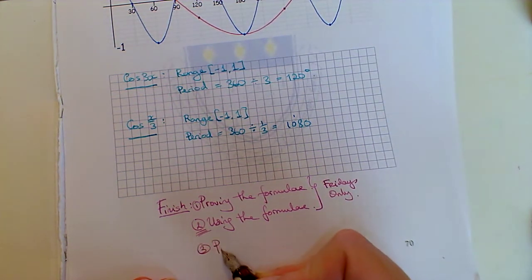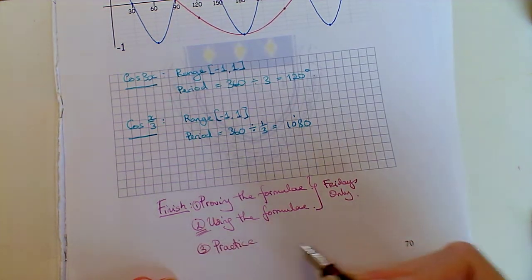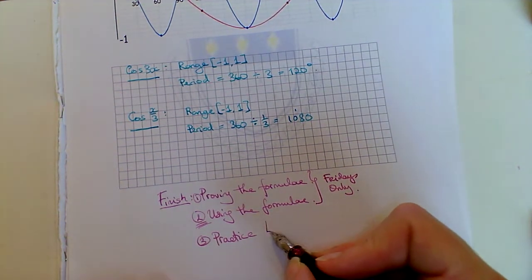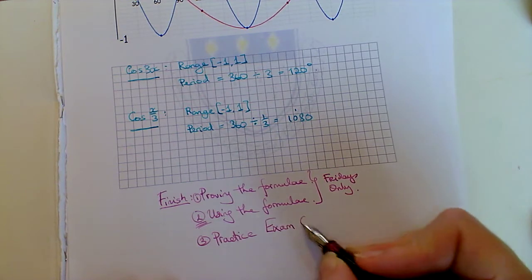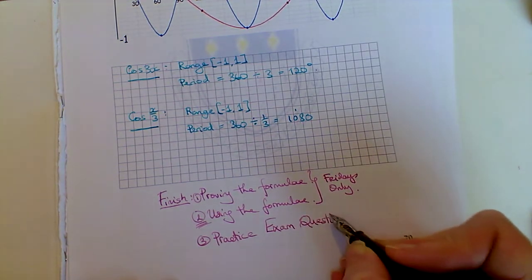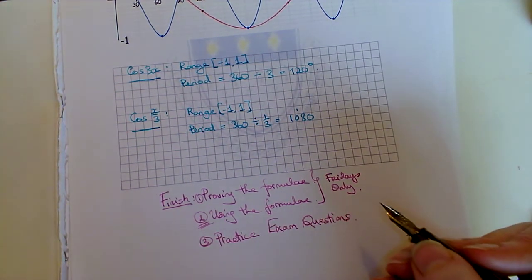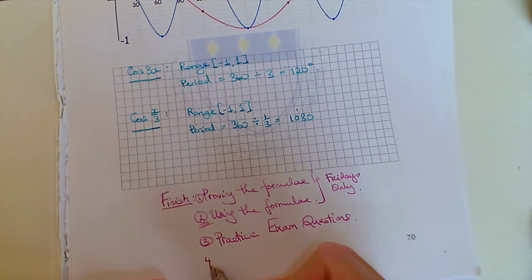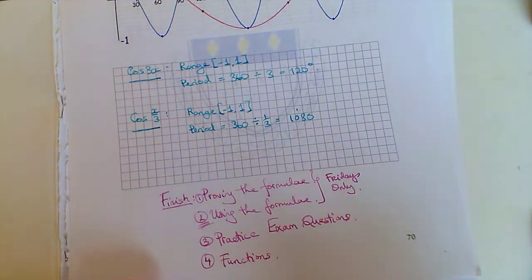I do want to practice with some exam paper questions for trigonometry because they can be very confusing in how they're asked. It can come up on both paper 1 and on paper 2. It's one of the few topics that comes up on both papers. So we're going to practice a few exam paper questions before we move on to functions. So functions is the next topic that we're going to start then.